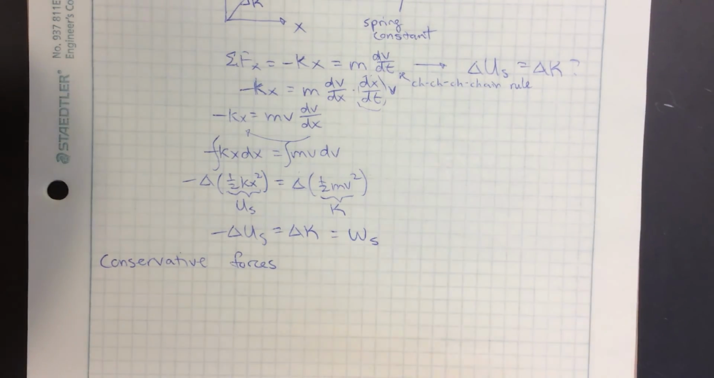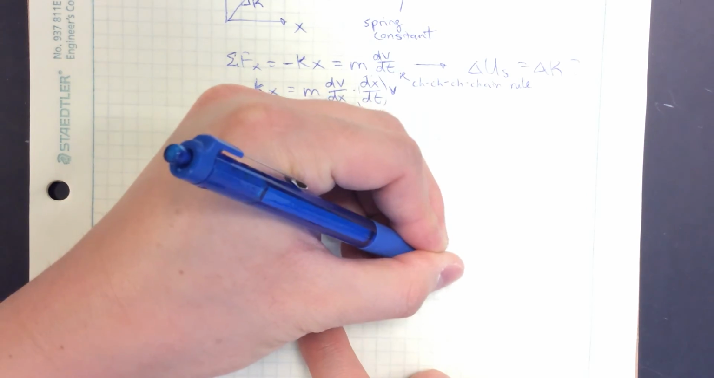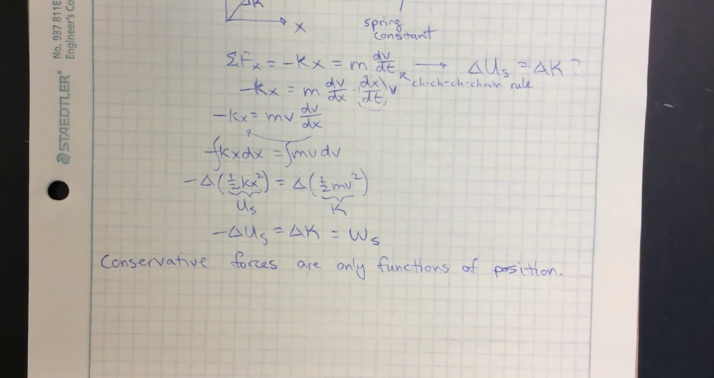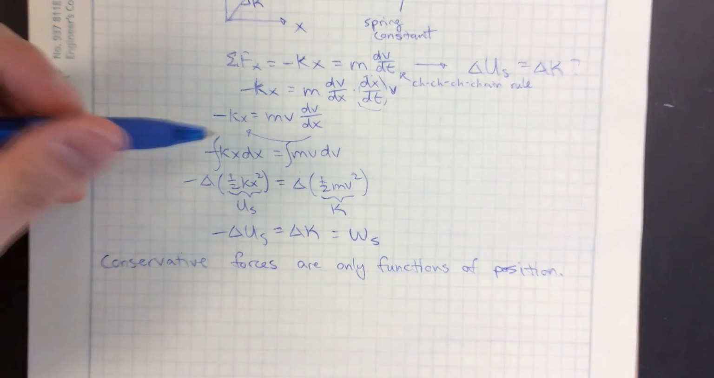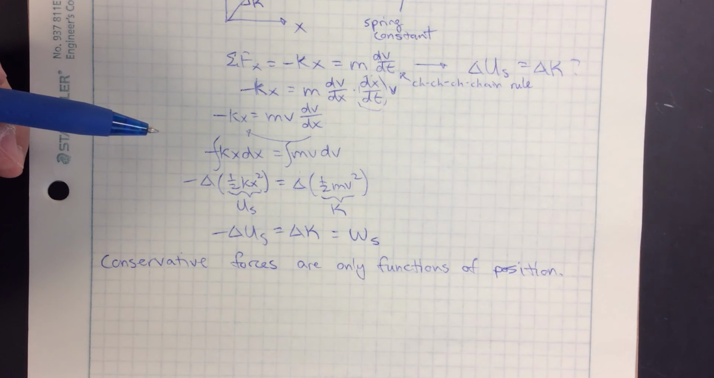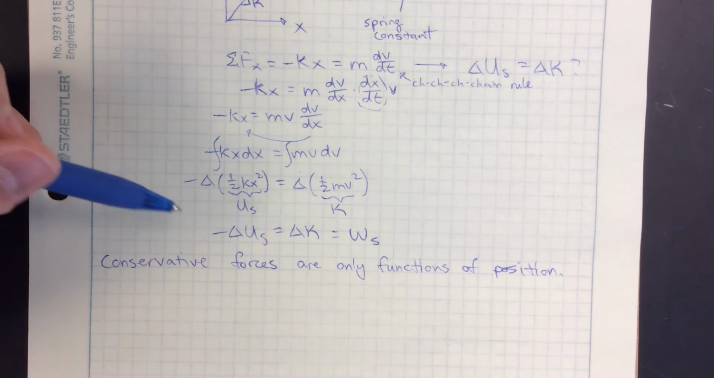In general, conservative forces are only functions of position. One thing to note about gravity, gravity is not exactly a function of position. It's constant, but it is always facing in the same direction everywhere you go. It doesn't depend on anything else. A non-conservative force like friction, although you can have constant friction, friction can change directions, and it's dependent on a variety of things. It's not constant, right? And so friction is not a conservative force.